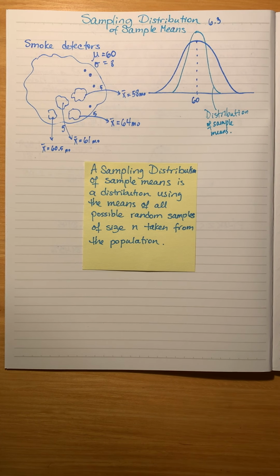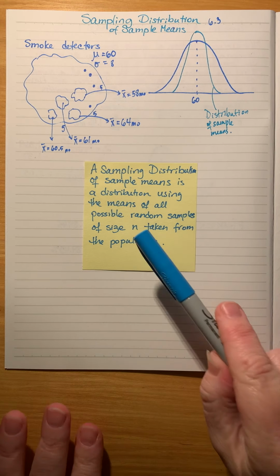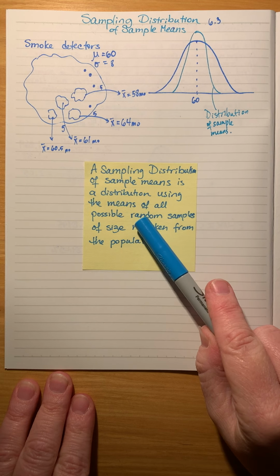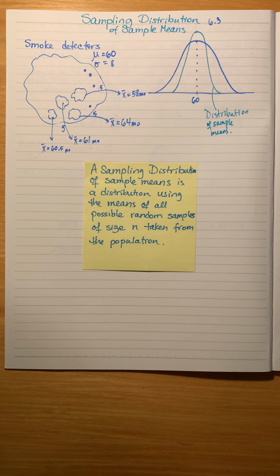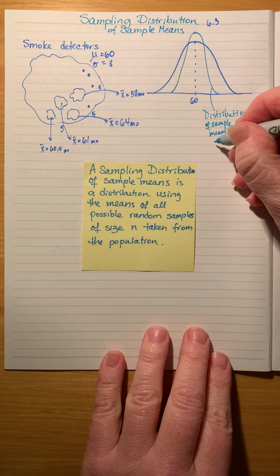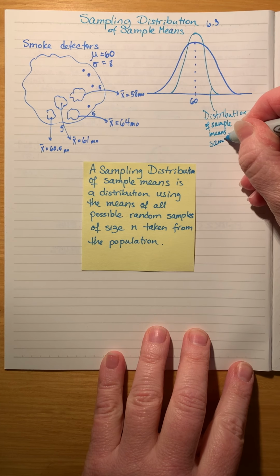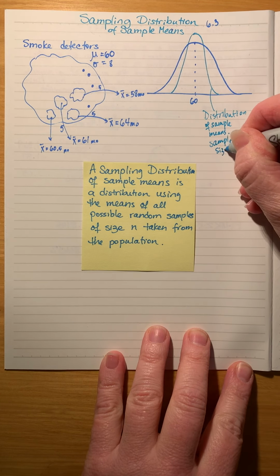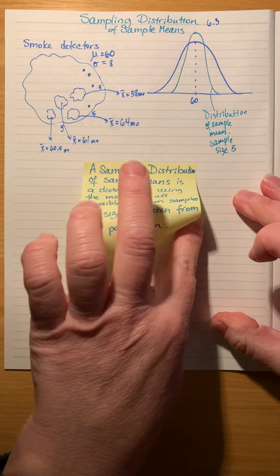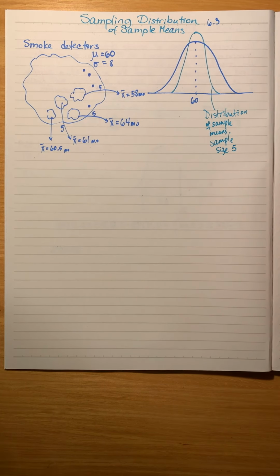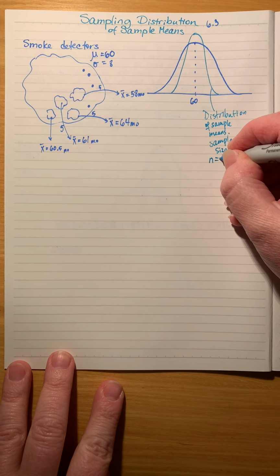So everybody has a possibility to end up in that sample, but it has to be all those samples of the same size. It's not like one time we're going to take 5 smoke detectors and another time we're going to take 17 smoke detectors, right? So when we're talking about a sampling distribution, which we did in a previous video, that was for a sample size of 5. And a short way of writing sample size, we just use little n. So we say n equals 5.